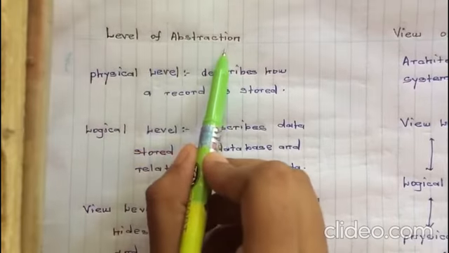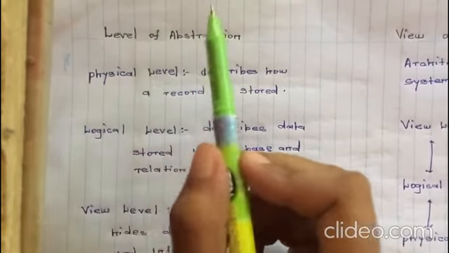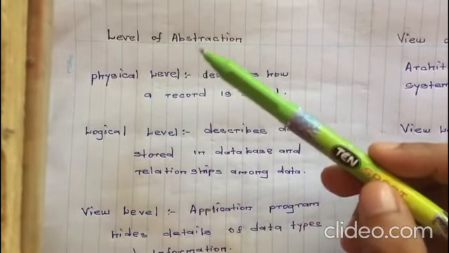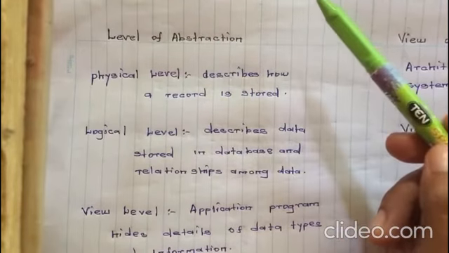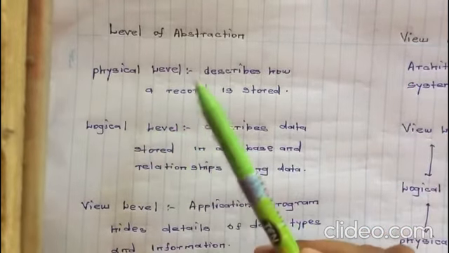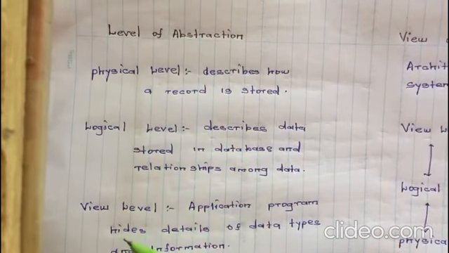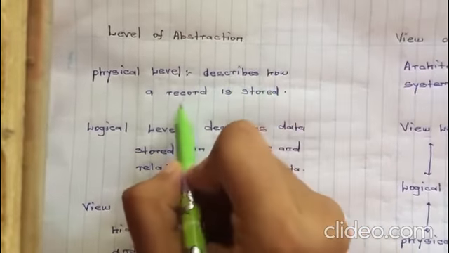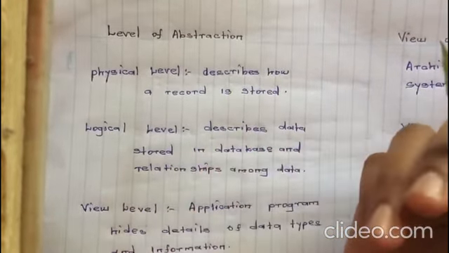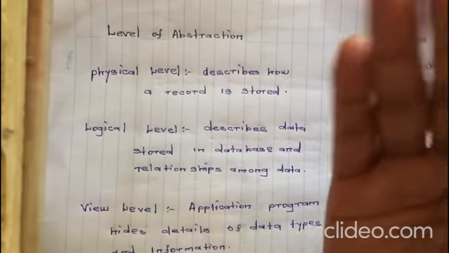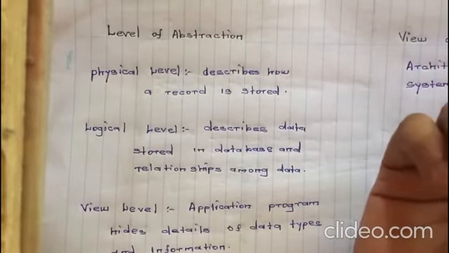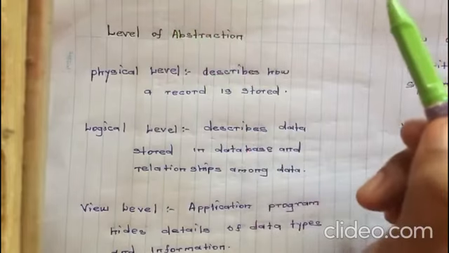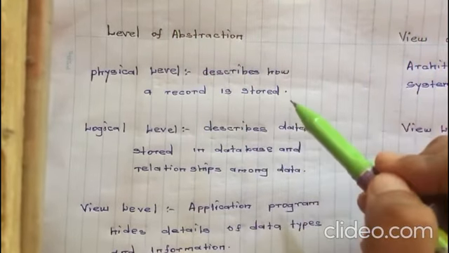Level of abstraction. In the database management system, there may be many tier architectures. Here, we are going to look at three-tier architecture: physical level, logical level, and view level. First, the physical level describes how a record is stored. For example, if there is data related to an order and a customer and the account he had in the shop, then that record can be stored as customer data, order data, and account data.